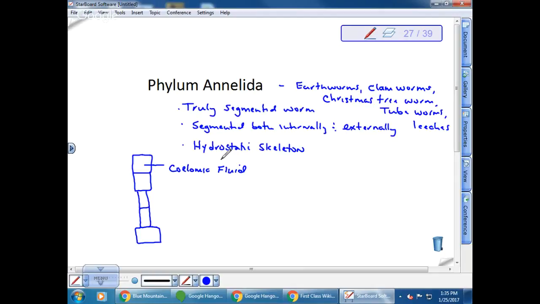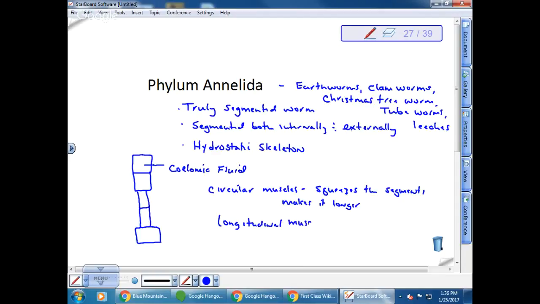And the walls of the earthworm have two sets of muscles. So they have circular muscles. This squeezes the segment, and it makes it longer. And then we have longitudinal muscles, which shorten the segment, and it actually makes the segment fatter.